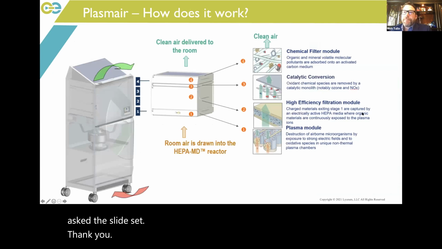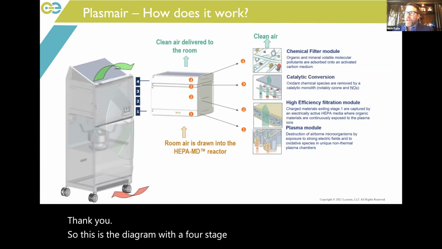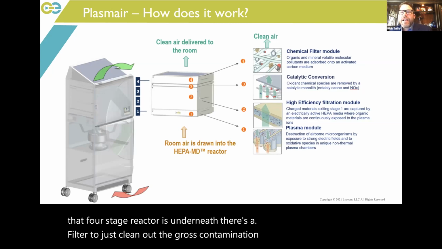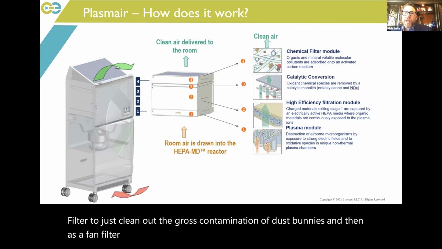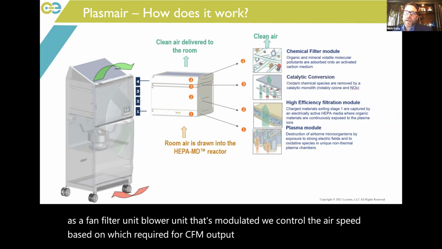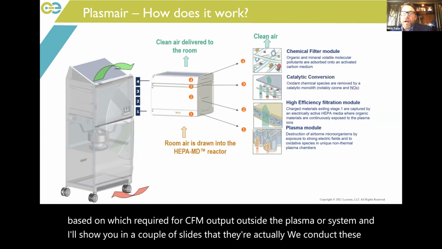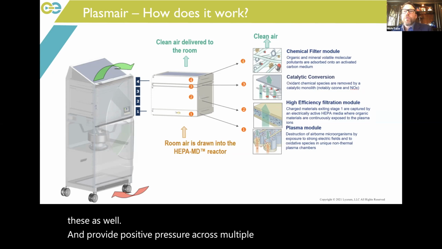So this is the diagram with a 4-stage reactor. What's not included in that 4-stage reactor is underneath there's a filter to just clean out the gross contamination of dust bunnies. And then there's a fan filter unit, blower unit that's modulated. We can control the airspeed based on what's required for CFM output outside the Plasmair system. And I'll show you in a couple slides. We can duct these as well and provide positive pressure across multiple spaces. It's pretty cool in that perspective.